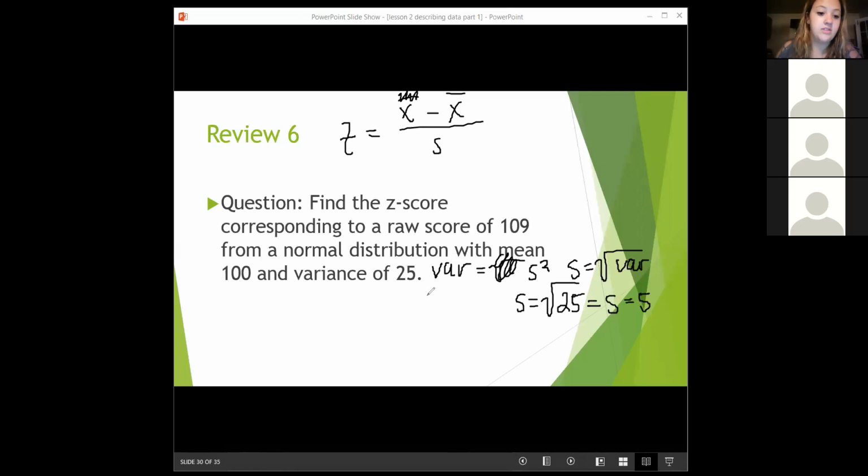So we're not going to use that 25 in the denominator. We're going to use 5. So in this case, we would just take 109, our raw score, minus our mean, which would be 100, and divide that by 5. And then doing this, we're going to get 1.8 as our final answer. Yay! Does that make sense to everyone how I did that?